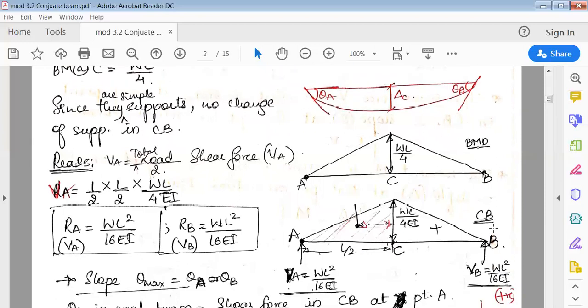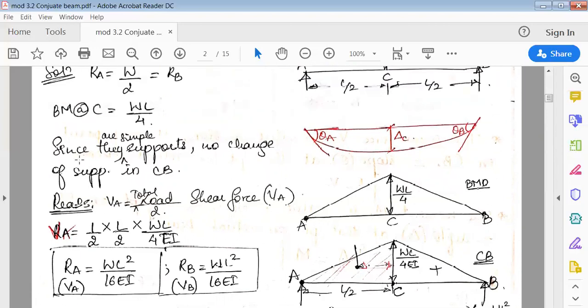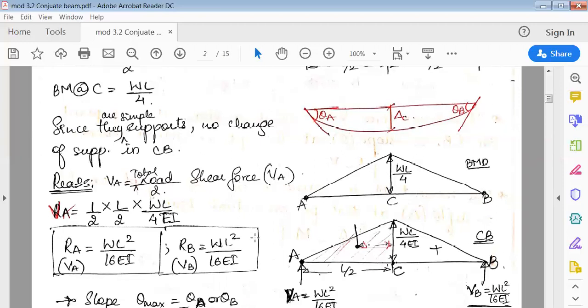For the conjugate beam diagram, when you draw this conjugate support, we're going to write this as VA and VB. So VA and VB indicate the shear force of this beam. Okay, now check this out. Since they are simple supports, obviously no change is happening here. Now what we'll find is the reaction. That is, reaction is nothing but shear force.